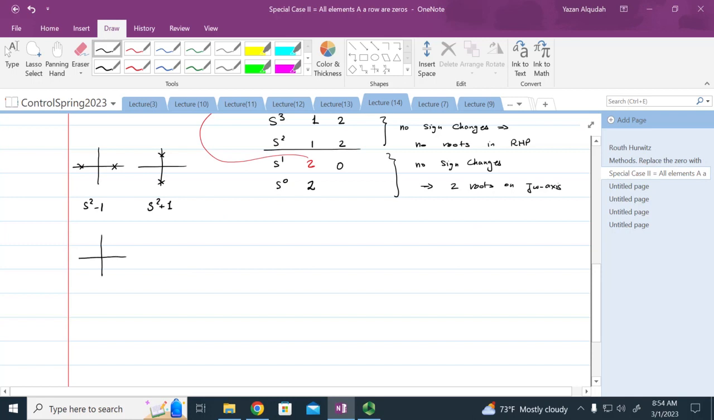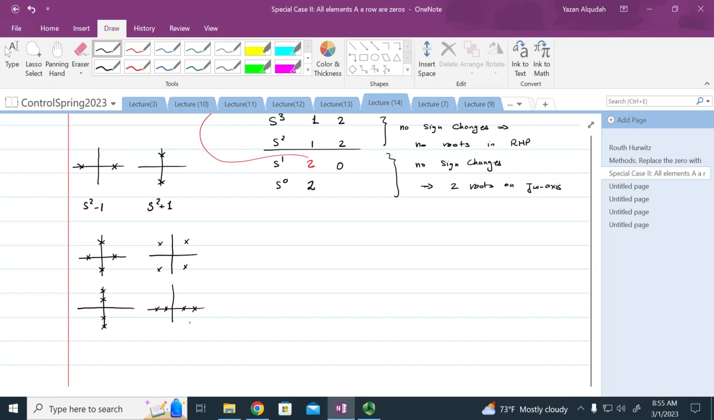What are the options for the roots if it is a 4th order? I can have a root here, a root here, a root here, a root here, and so on for the other arrangements. Make sense? So if instead of it being a 2nd order, it was a 4th order, then I'm going to have one of these cases.